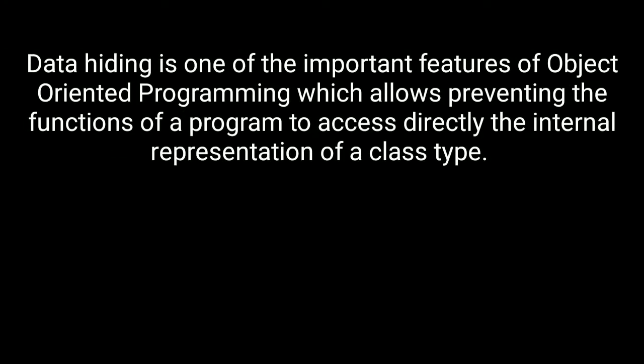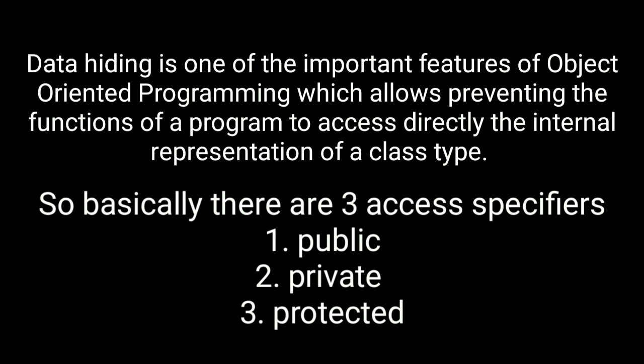The definition of an access specifier is: data hiding is one of the most important features of object-oriented programming, which prevents the functions of a program from directly accessing the internal representation of a class type. Basically, there are three access specifiers known as public, private and protected. Now let's move towards our first access specifier, that is public.